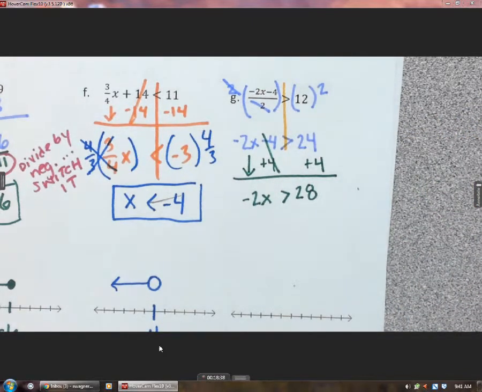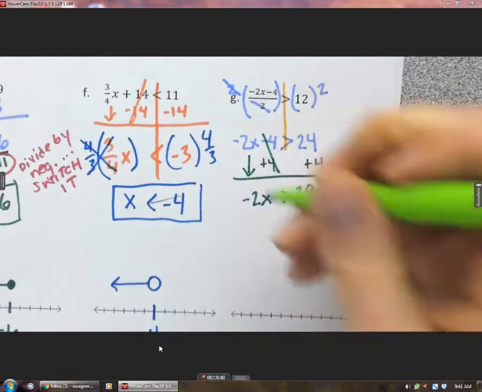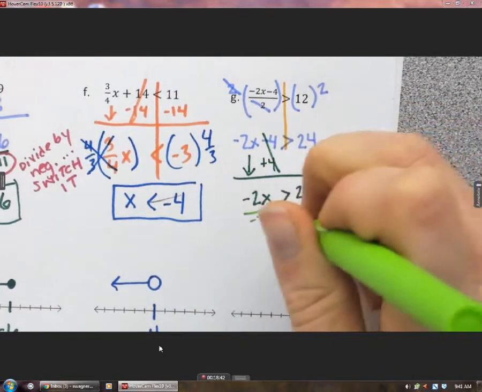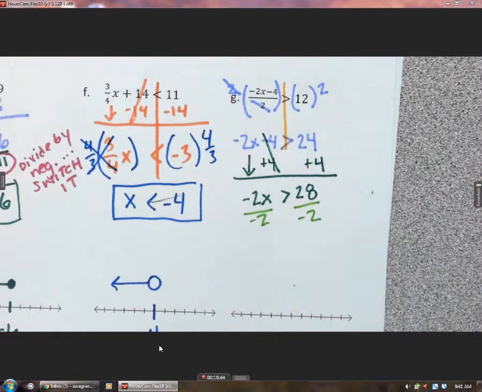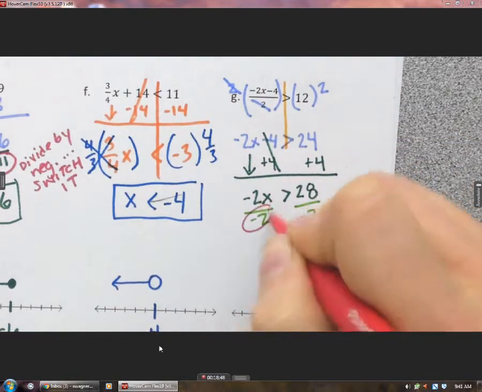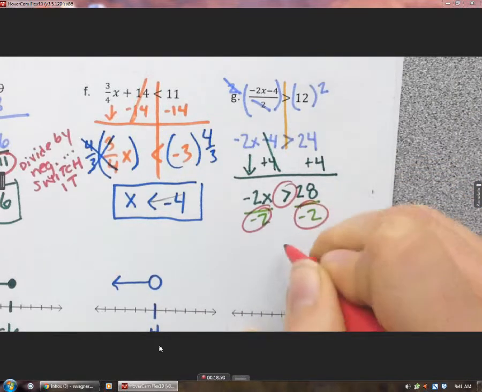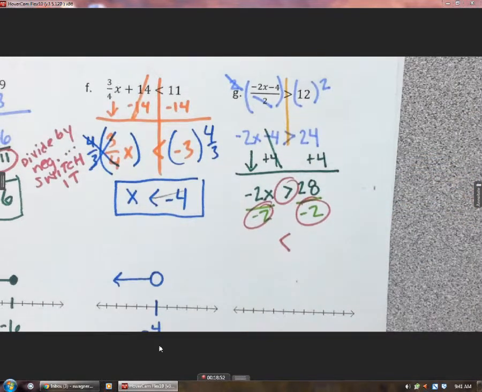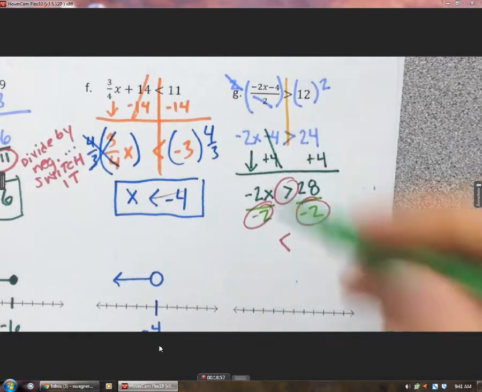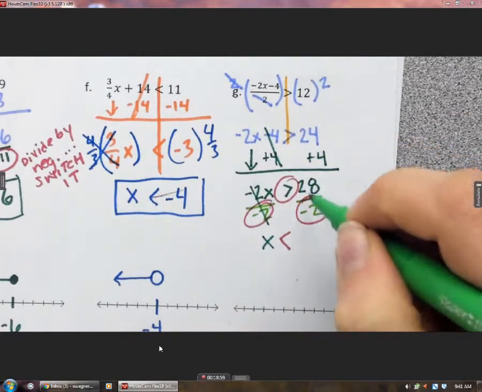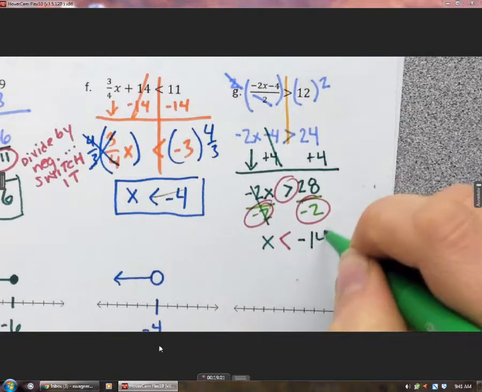how do we get x by itself? Divide by -2, and good. Switch it. That was just for you. So we're dividing by a negative. So that's going to switch it. I always switch it first. And then we would end up with x is less than, yeah, what is that, -14?